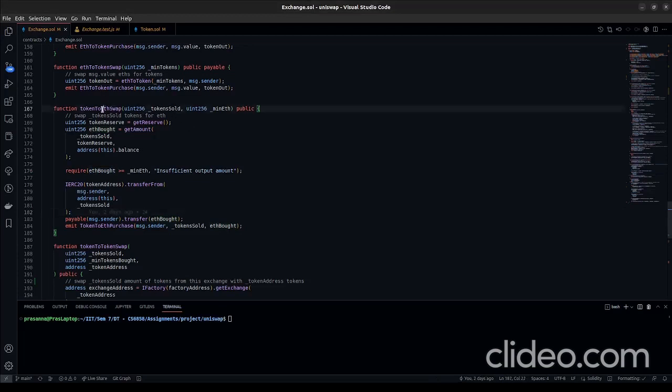Now we look at the token to ETH swap. The sender specifies the tokens that they wish to exchange for ETH and the min ETH. Min ETH is used to avoid too much slippage, and we check if the ETH bought, that is the ETH corresponding to the token sold, is greater than min ETH. We use the same function used earlier in the ETH to token swap to get the amount of ETH bought corresponding to the token sold minus the exchange fee, and then we transfer this ETH bought to the sender.